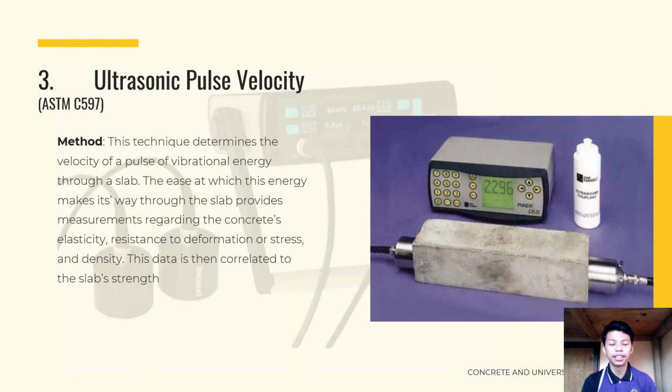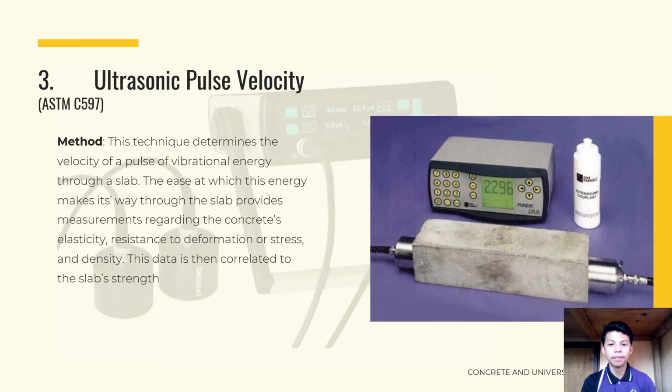Number 3. Ultrasonic pulse velocity. Ito ay under ASTM C597. This technique determines the velocity of a pulse of vibrational energy through a slab. The ease at which this energy makes its way through the slab provides measurements regarding the concrete's elasticity, resistance to deformation or stress, and density. This data is then correlated to the slab's strength.